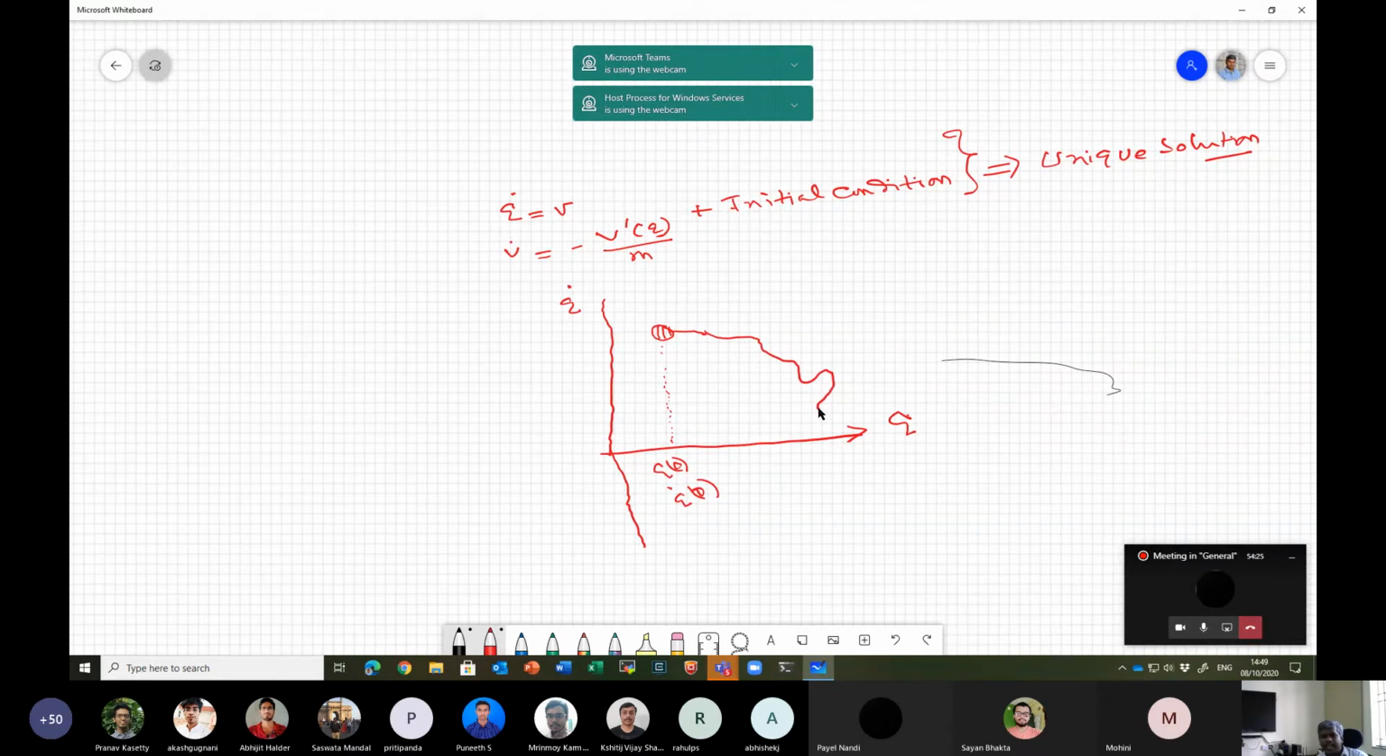Correct. Now, just imagine this phase space is going like that, and you have a case like that where this phase space is cutting its own trajectory. So it's going like that.